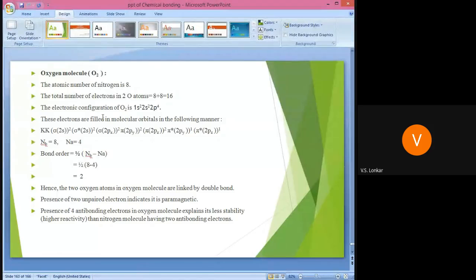The third example is the oxygen O2 molecule. We know that the atomic number of oxygen is 8. Then the total number of electrons in two oxygen atoms, 8 plus 8, is 16, because the oxygen molecule is formed from two oxygen atoms. Therefore we have to consider the total electrons from these two atoms, that is 16. The ground state electronic configuration of oxygen is 1s2, 2s2, 2p4. If we consider only the valence shell, that is 2s and 2p, the valence shell is the 2 shell.